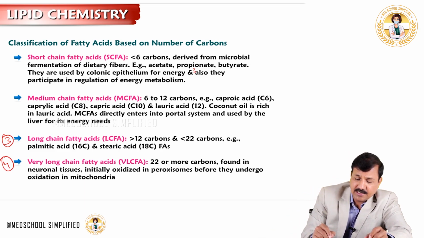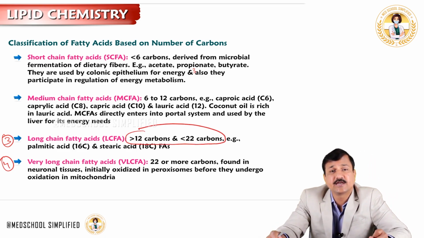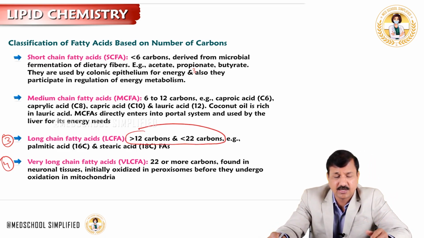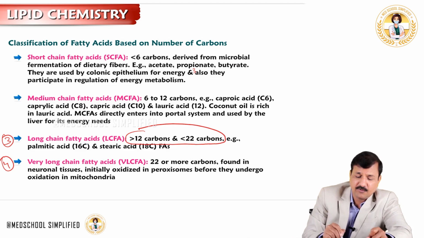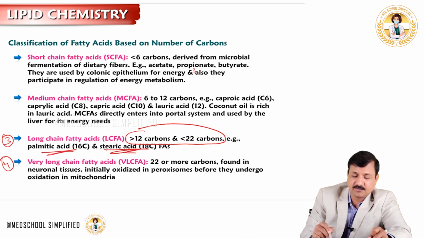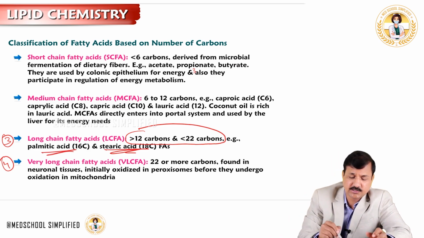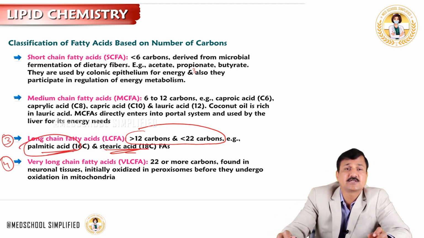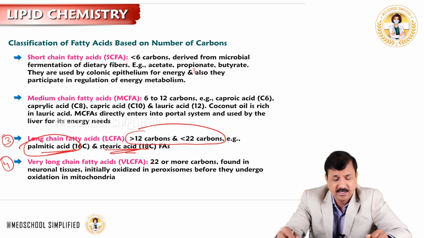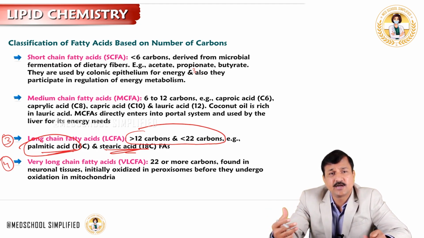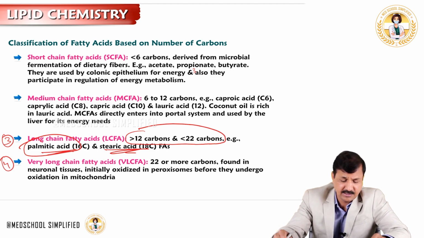Now, long chain fatty acids usually contain more than 12 and less than 22 carbons. That's what a long chain fatty acid is. Examples are palmitic acid and stearic acid. Palmitic acid is 16 carbon, stearic acid is 18 carbon. The most abundant fatty acid synthesized in our body is palmitic acid, while stearic acid is the most abundant fatty acid available in nature.